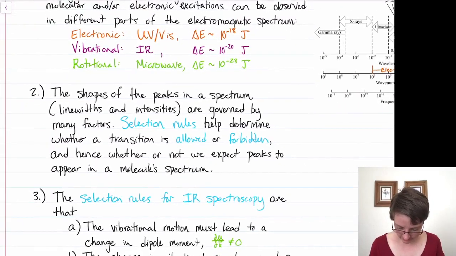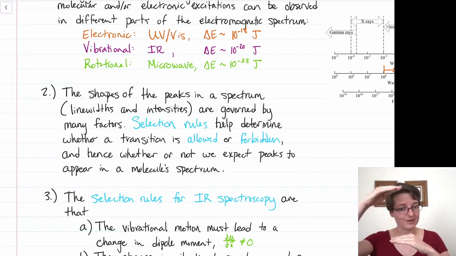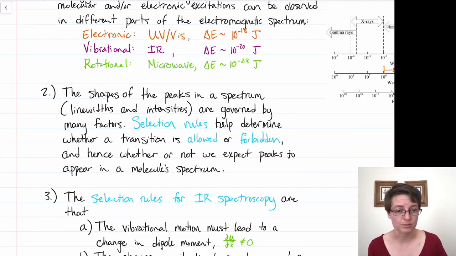A second major takeaway for us is that the shapes of the peak in a spectrum, in particular the line widths, how much this peak spreads out on the x-axis, and the intensities, how big this peak is on the y-axis, or how much absorption is associated with the peak, are governed by many different factors, some of which we can control as experimentalists, and some of which are a little bit out of our control. The intensities in particular are important to understand so that we as spectroscopists can predict whether a certain type of motion is even able to be observed using a certain type of spectroscopy.